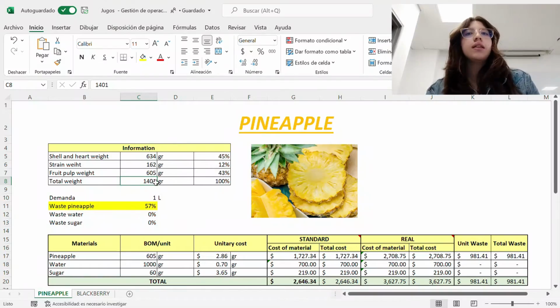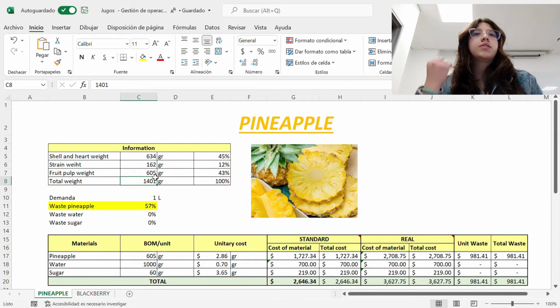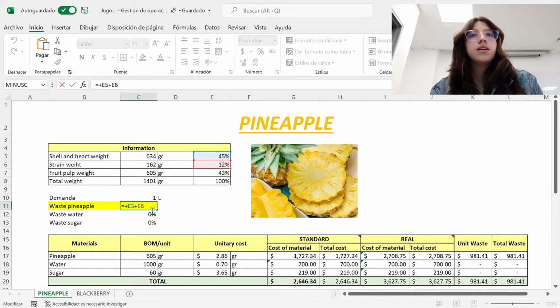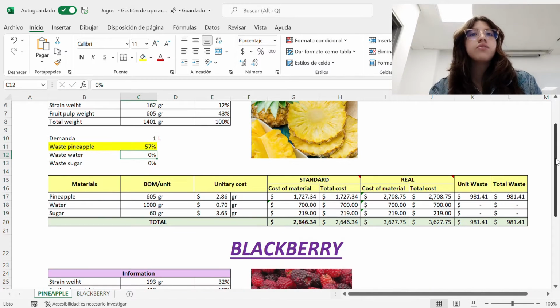Okay, so continue with the idea. We have the total weight of the pineapple, which in this case is equal to 1,401 grams. We subtract 796 grams of the waste corresponding to the sum of the skin, the crown, the heart, and the fiber. In that sense, by means of the rule of 3, it is determined that the waste is 57%. So also, we identify the standard and real cost in order to know the waste in monetary terms.